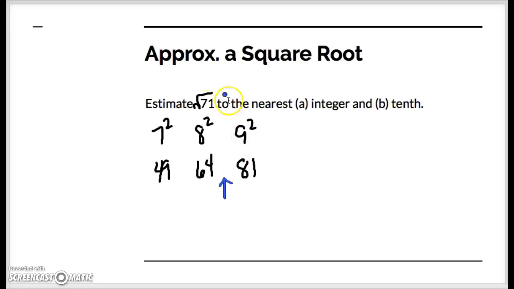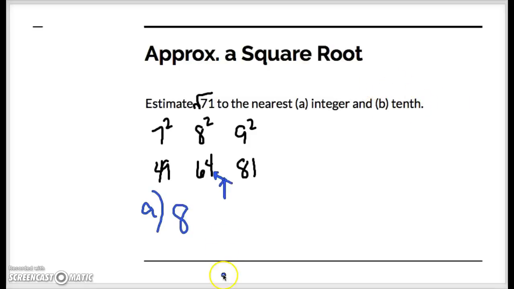Now, whenever you round this, whenever you estimate it to the nearest integer, is 71 closer to 64 or is it closer to 81? Well, it's 10 away from 81 and it's 7 away from 64. So this would actually be closer to 64, and when you take the square root of that, you get 8. So if you estimate the square root of 71, it's about 8.